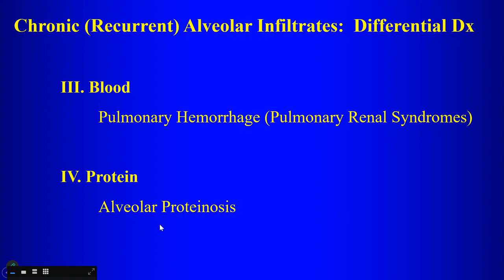And then alveolar proteinosis, PAP, also can be recurrent. The patient shows up with different episodes of alveolar proteinosis. So when you look at the old films, you find that there's a track record of coming back with these consolidations. Okay. Any questions?